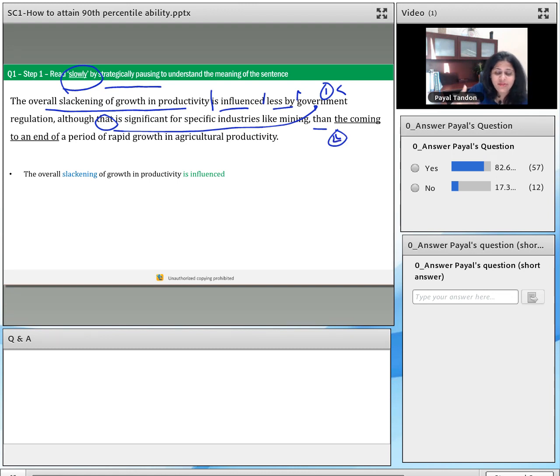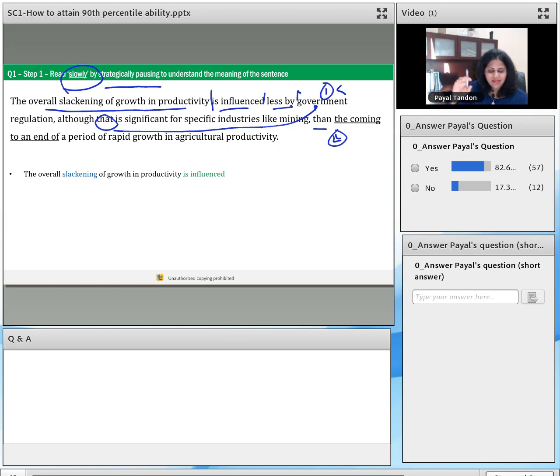Then the coming to an end, and as you read this, you notice that, okay, "by" should have been here, logically speaking, right? Less by government regulation than by the second factor here. Okay, than by the coming to an end of a period. Coming to an end of a period is a little bit unclear, I'm reading this, I want to make sure that I understand what that means. Coming to an end of a period.